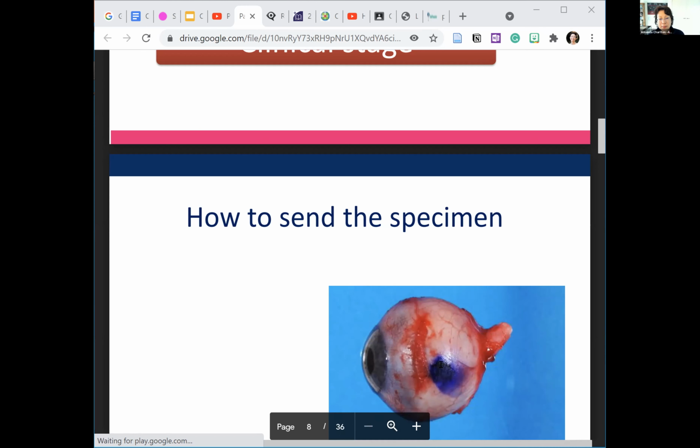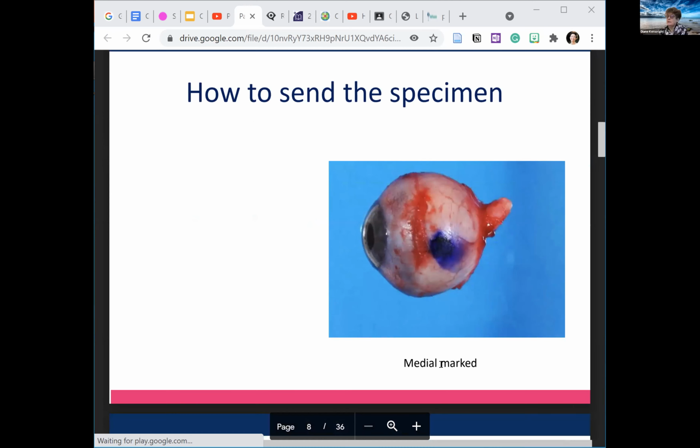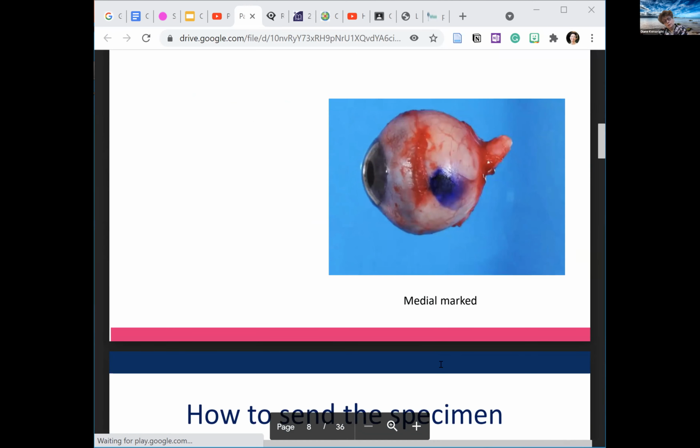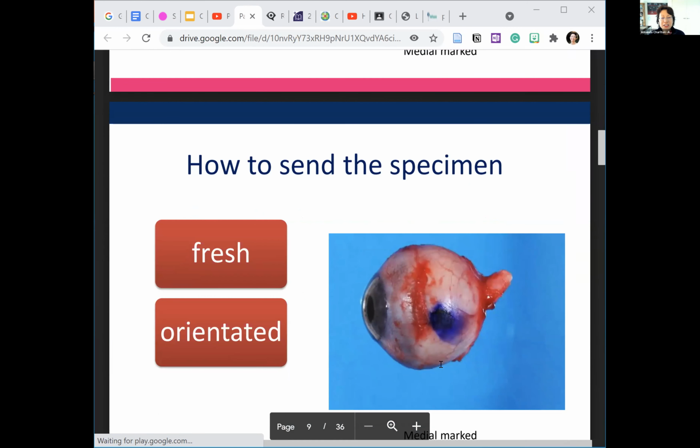Now, there's one thing that people haven't mentioned yet. What do you put it in? Fresh. Fresh. Okay, yarn. Top marks. Yeah, yarn's got the best answer. So we need melanomas fixed, don't we? It depends on your lab, but we receive our melanomas fixed. So how to send it? Fresh and orientated. Those are the main things that I want.